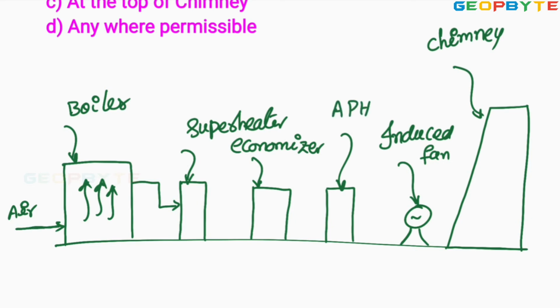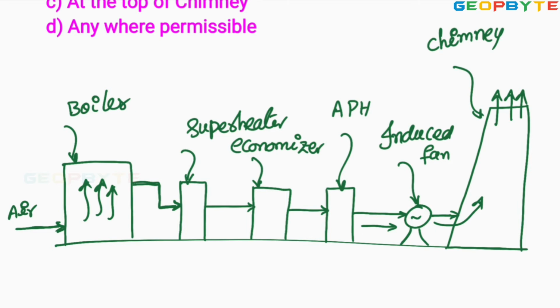So this entering air is heating the boiler section, then it is made to pass through the superheater, where the wet steam is becoming superheated steam. Then it is entering the economizer section, where the feed water is preheated. Then it is entering the air preheater, where the air is preheated. Then it is left to the atmosphere through the chimney by means of a fan. This fan is pulling the gas from the boiler section and pushing it towards the chimney.